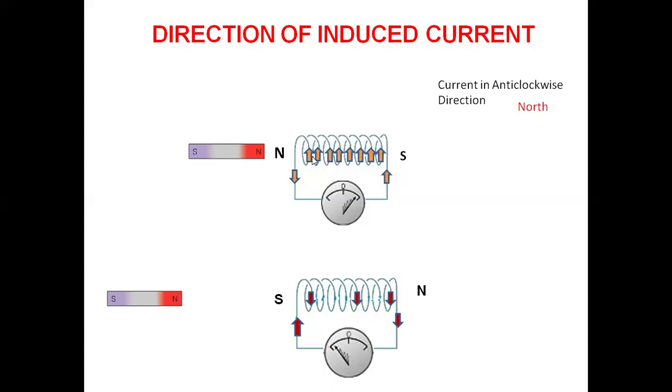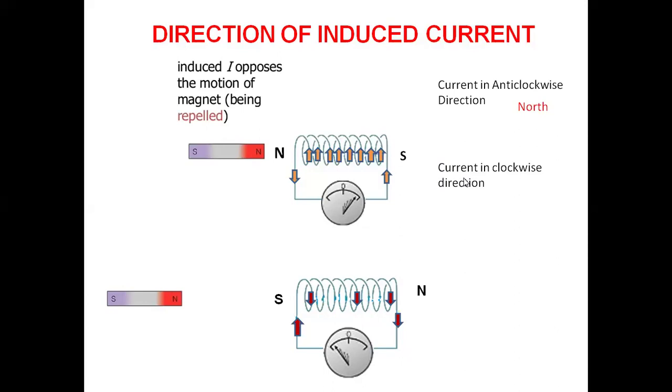So it tends to stop the movement of the north pole approaching it, which means it is repelling it. And in the second diagram, when the current is in a clockwise direction, the end of the coil facing the magnet is a south pole, and it opposes the motion of the magnet. It attracts the magnet towards it. So it tends to stop the motion of that north pole, which was going away from it.